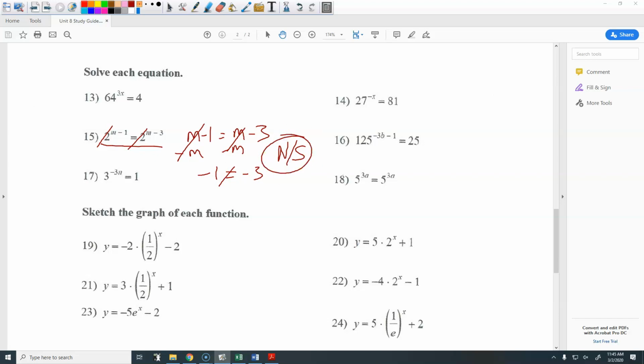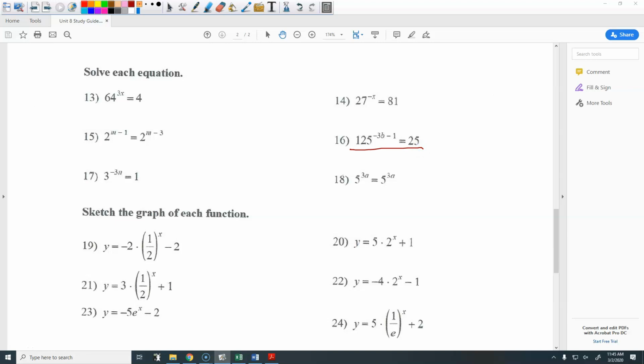Anytime your m's cancel out, it's either no solution or infinite solutions. If you end up with a false statement, it's no solution. If you end up with a true statement, it's all real numbers or infinite solutions. All right, let's take a look at number 16 here.